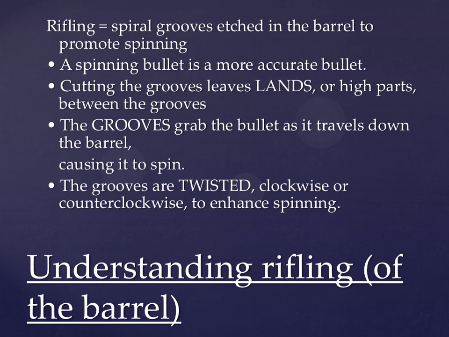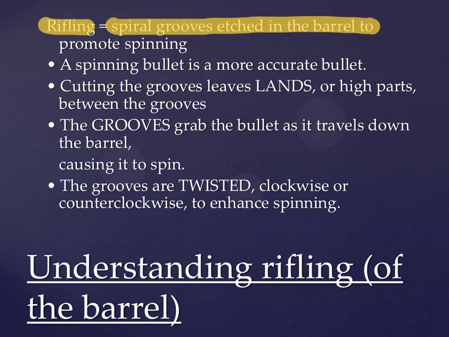All right, so what's the purpose of rifling? Again, rifling just refers to a spiral of grooves that's normally etched or pushed into the barrel of a gun, and it's done to promote spinning. A bullet that spins is way more accurate than a bullet that moves just straight through the air.